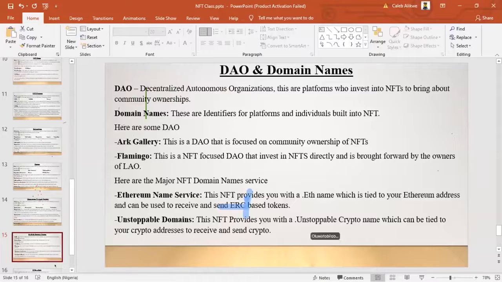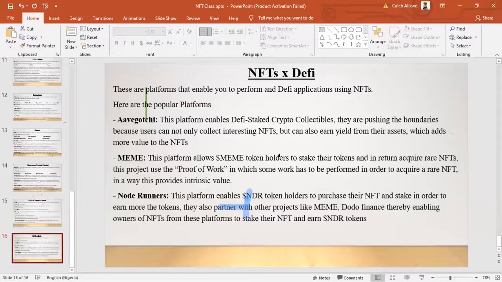Then finally, NFT x DeFi. These are platforms that enable you to perform DeFi applications using NFTs. The major platforms are Aavegotchi, Meme, and Nodrunner. Some of us might have heard of Aavegotchi. The platform enables DeFi-staked crypto collectibles. They are pushing the boundaries because users can not only collect, they can both collect NFTs and earn yield from their NFTs, which improves the value of the NFTs they have.